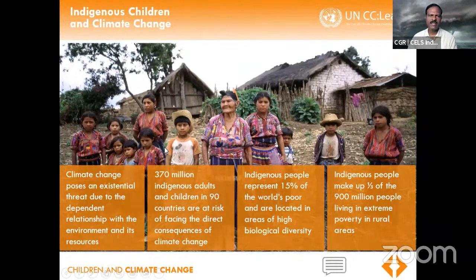And 370 million indigenous adults and children in 90 countries are at risk of facing the direct consequences of climate change. 370 million indigenous adults and children. It's a huge number. Then indigenous people represent 15% of the world's poor and are located in areas of high biological diversity. And this biological diversity is also getting impacted by climate change. Indigenous people make up one third of the 900 million people living in extreme poverty in rural areas.